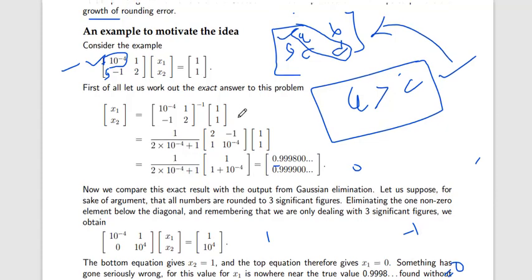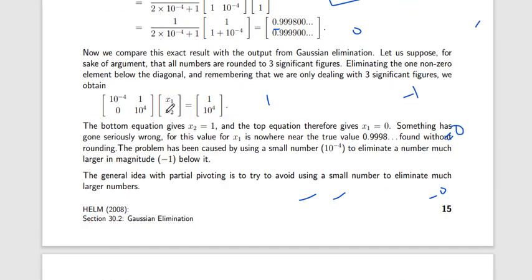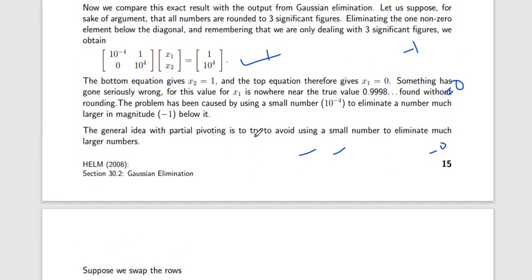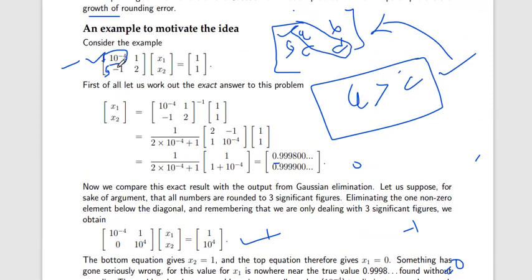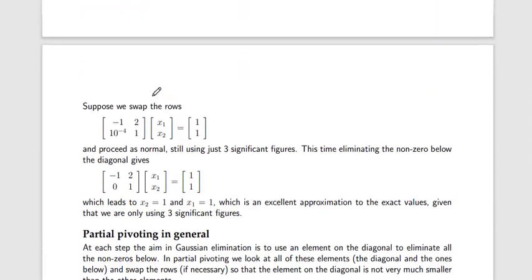So here comes our theory, partial pivoting. So how do we solve this equation with the help of Gaussian elimination? The general idea with partial pivoting is to try to avoid using a small number to eliminate a larger number. Here minus 1 is a larger number, and with Gaussian elimination we eliminate this number. So we try to avoid eliminating a larger number with the help of a smaller number.